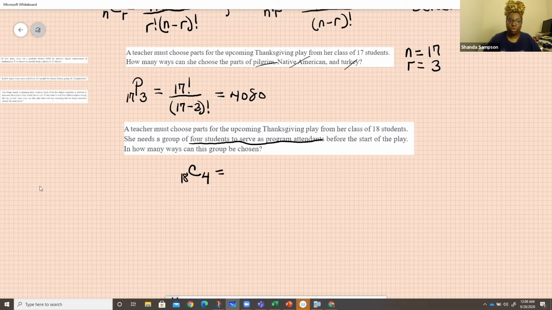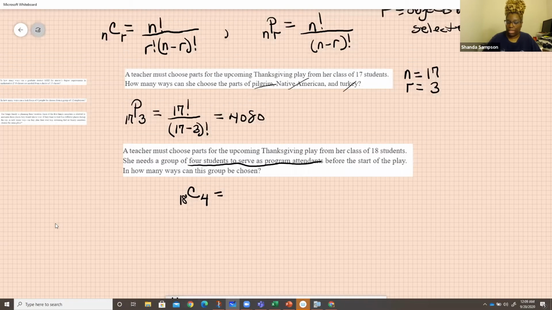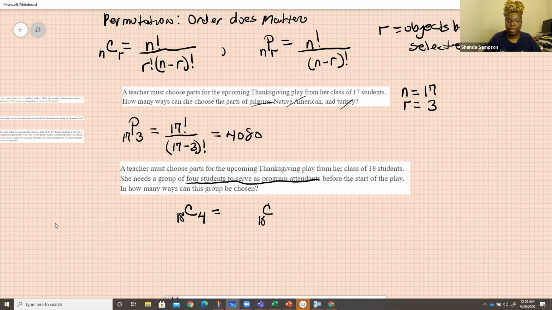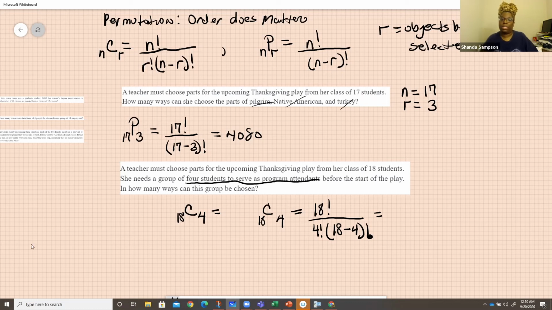And just to show you the formula real quick, just in case you had an instructor that needed you to do that, we would have our 18 things, and then we would have our R again, which is 4. And then we have the same thing as we had before, 18 minus 4 factorial. Again, you are not required to memorize these formulas. This just shows you that the formula will work regardless.